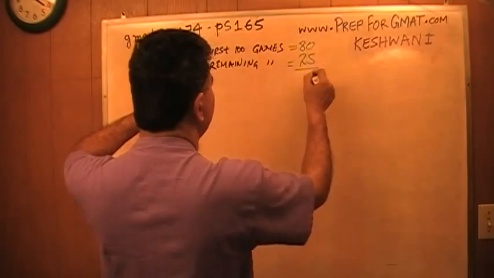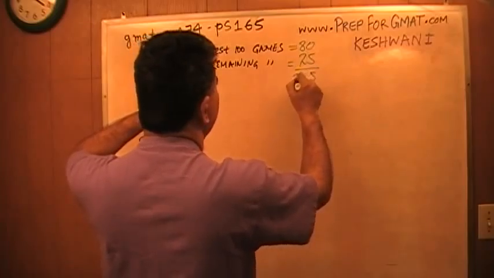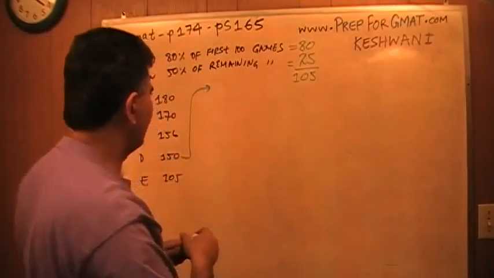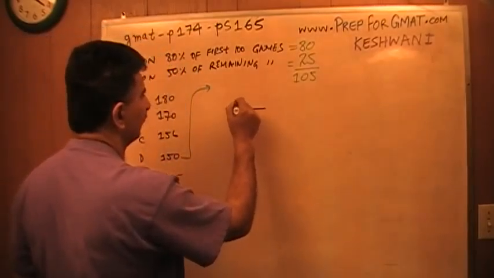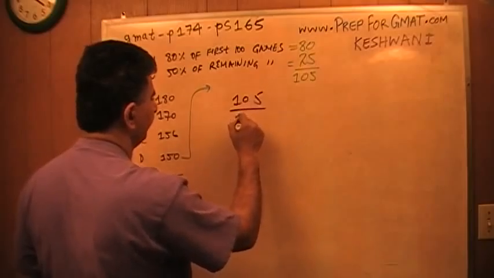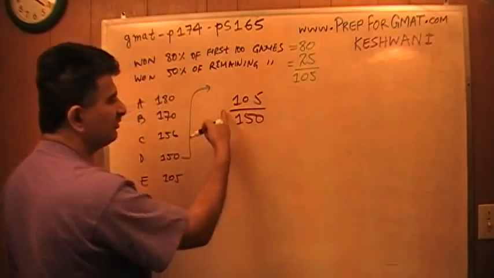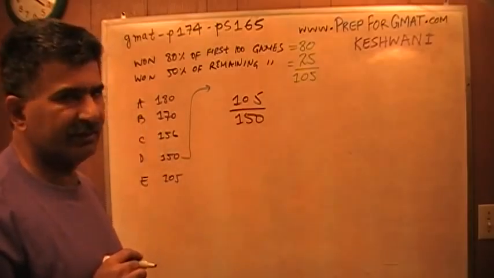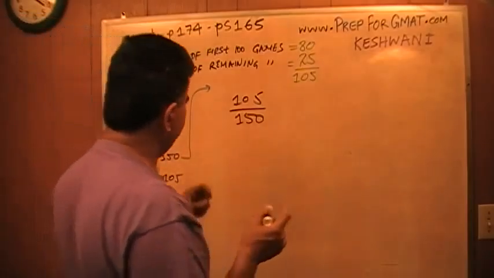And that comes out to be 105. Let's see what 105 works out to be as a percentage of the total number of games. This has to be 70%, we'll see. I was immediately suspicious. You should know your table of 15, it's very handy in the exam. And if you don't know it, just do it out.